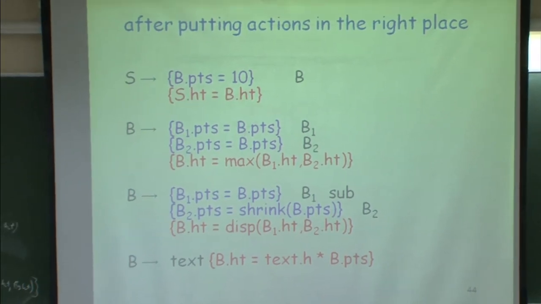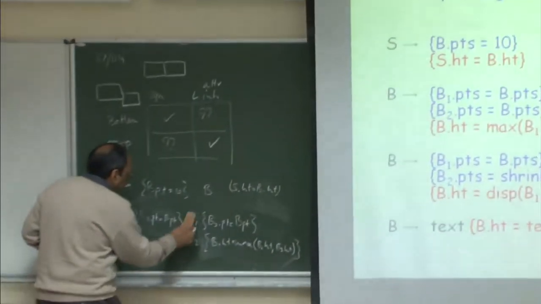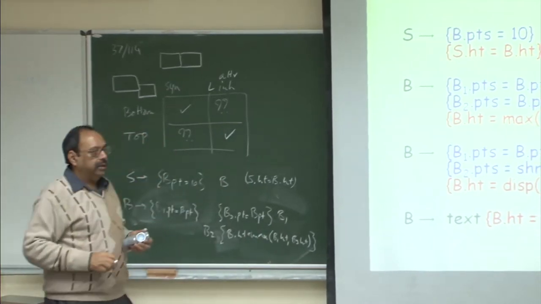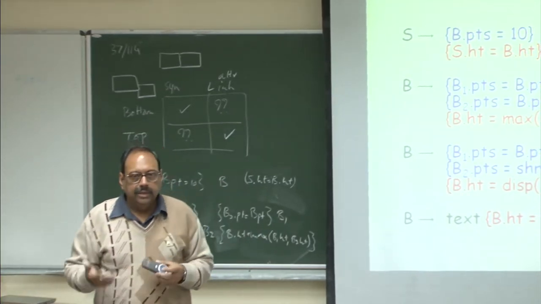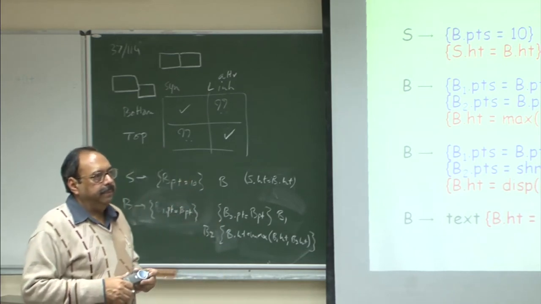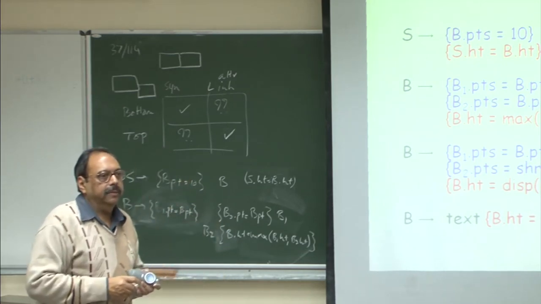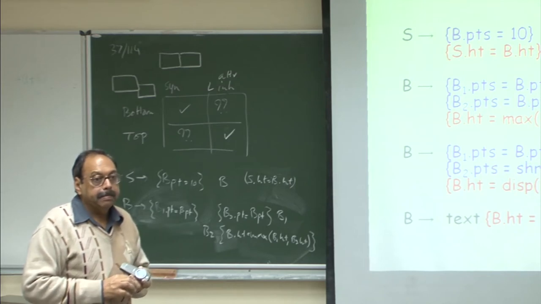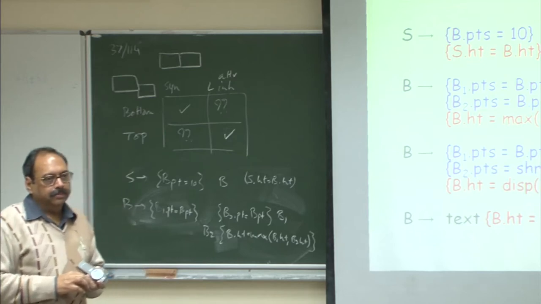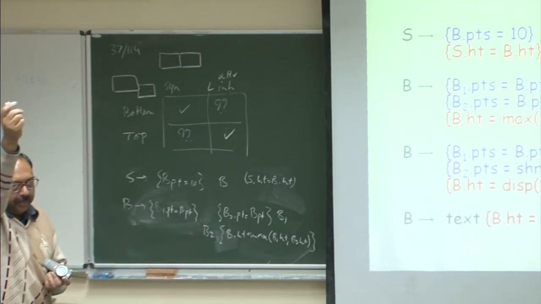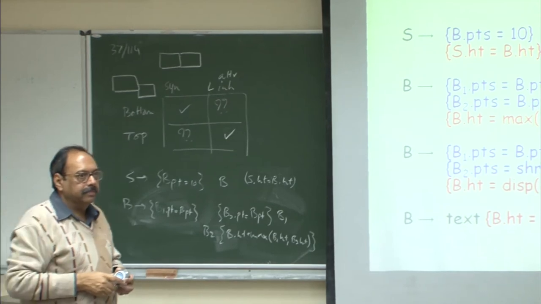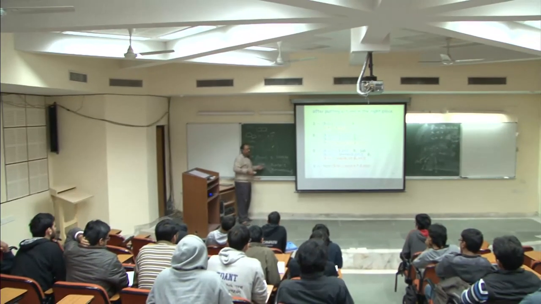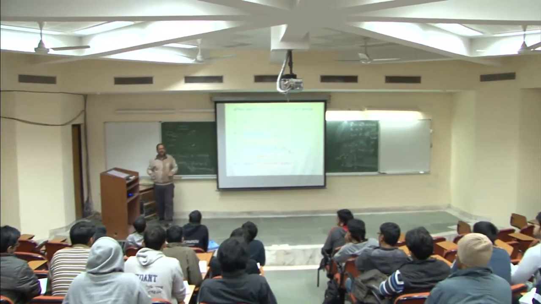Okay. Now let me pose a question to you. Suppose instead of this, I say evaluate it here. Does it change anything? Will I always be able to do this evaluation? Why not? Well, only inherited attributes may depend on B1 also. No, my attributes are written right here, right? In this case, it may not matter.